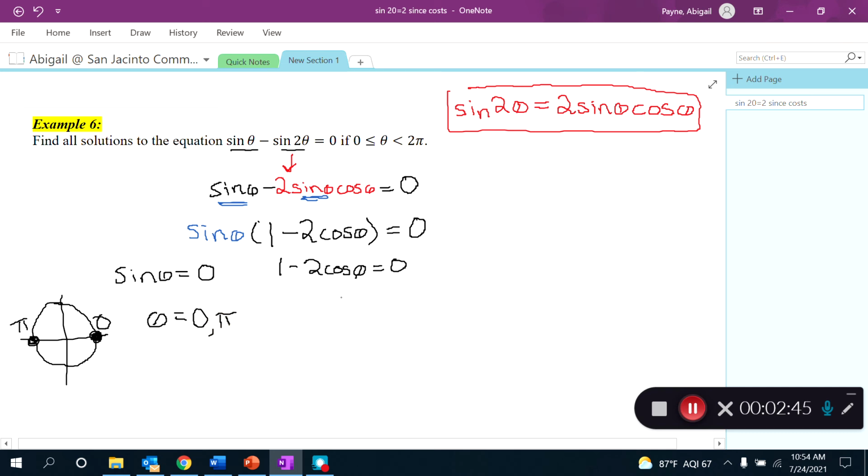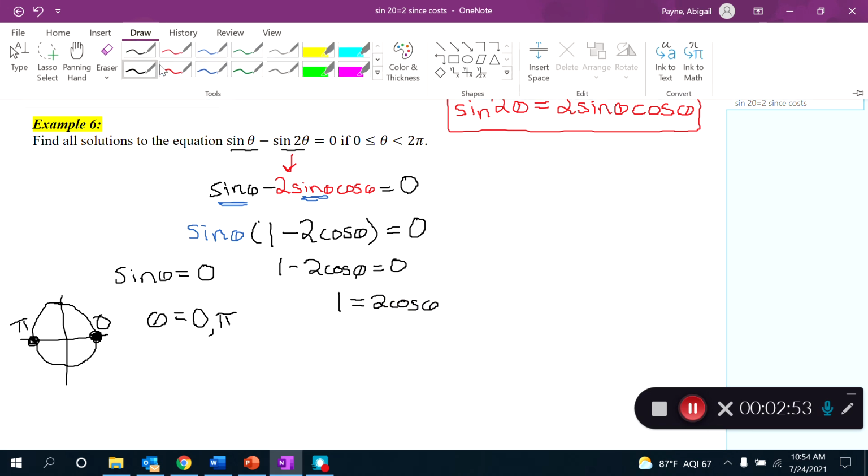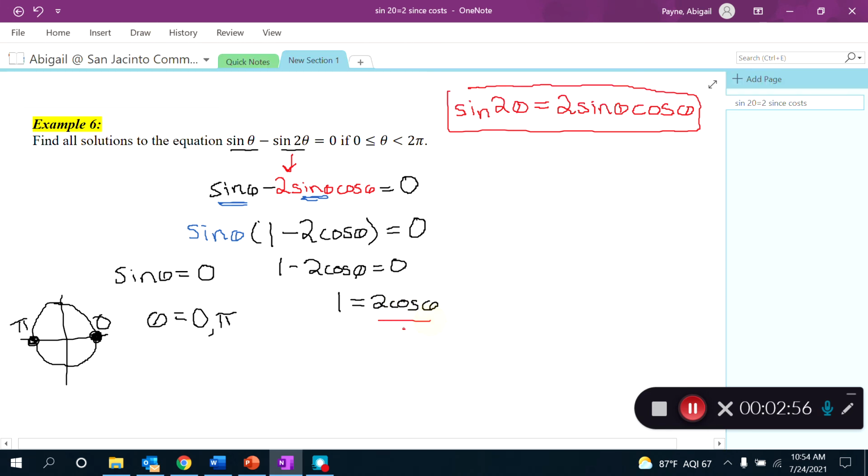Now if we solve this one, I would probably add 2 cosine theta to both sides. So I have 1 equals 2 cosine theta. And then divide both sides by 2. So I have just cosine theta equals 1/2. And again, at that point, once you have the trig function by itself, then you can pull out your unit circle and look for when the value of cosine theta is equal to 1/2.